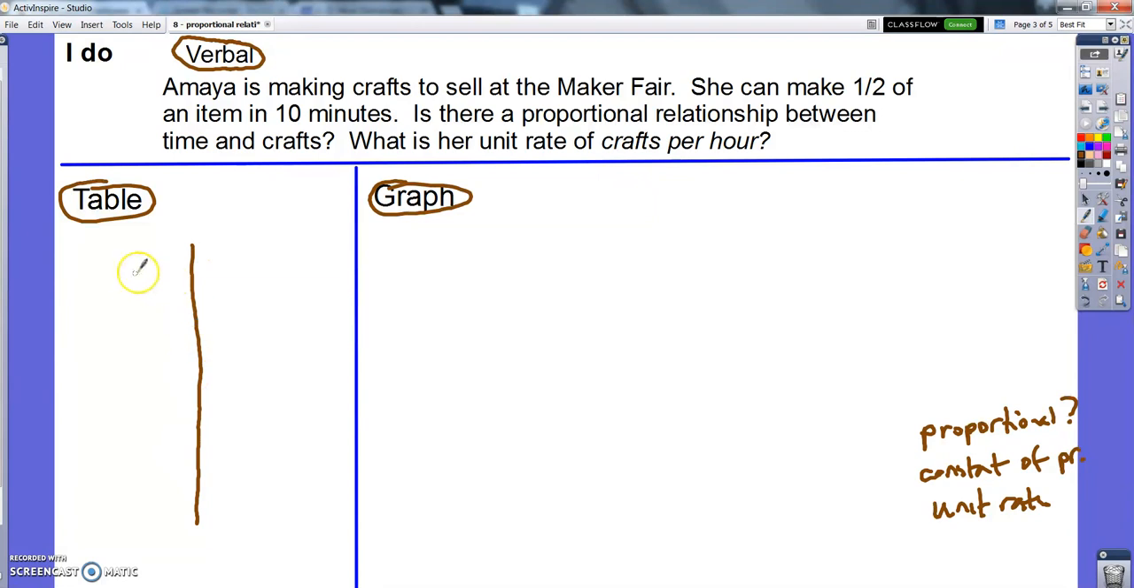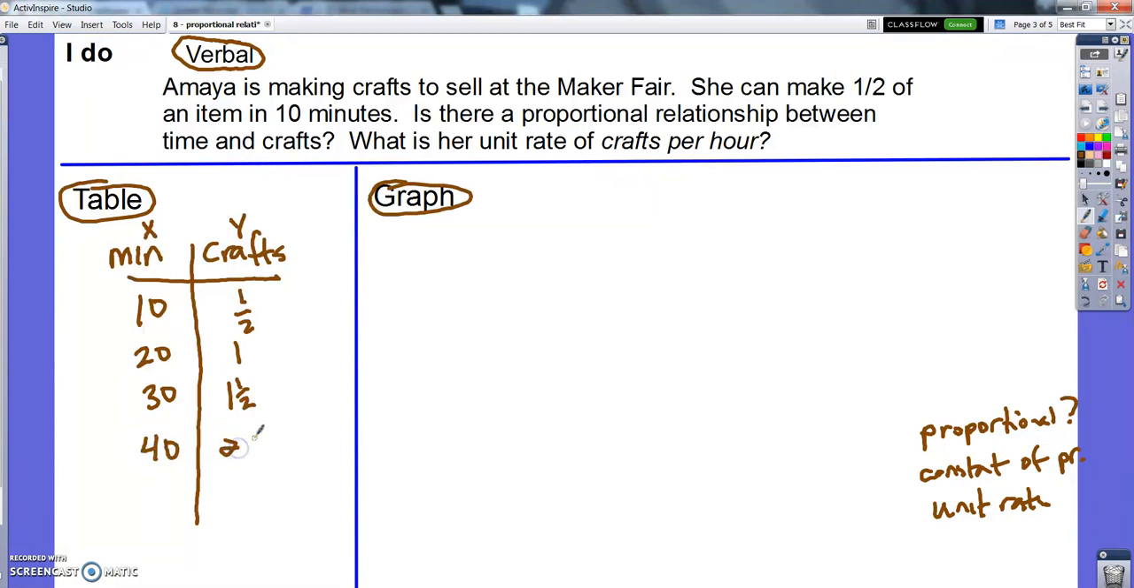So if I were to make a table of that, I would say minutes is independent, so that's probably going to be my X. And the number of crafts depends on the minutes, so I usually make that my Y. Y is the dependent. So like 10 minutes, half a craft, 20 minutes, a whole craft, 30 minutes, 1.5 crafts, 40 minutes, 2 crafts, and so on and so forth. And so there's my table.